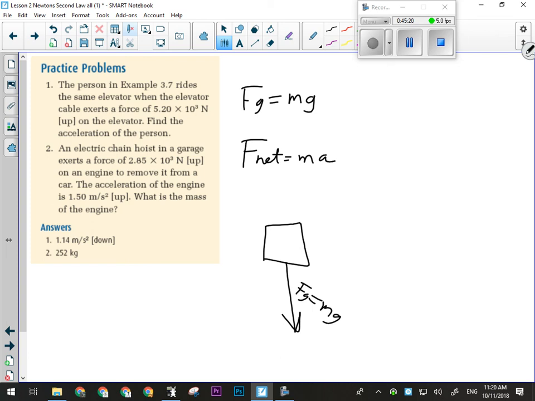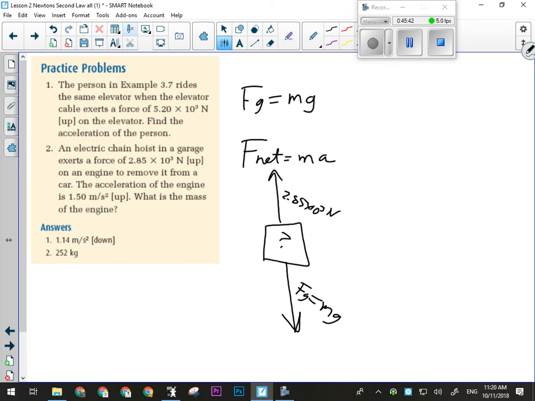Okay. It's going to make it a little harder for me to calculate the net force if I don't have any way to calculate one of the forces that's involved here. So we don't know the mass of the engine. What we do know is that this force upwards is 2.85 times 10 to the 3 newtons. Everybody okay with that?